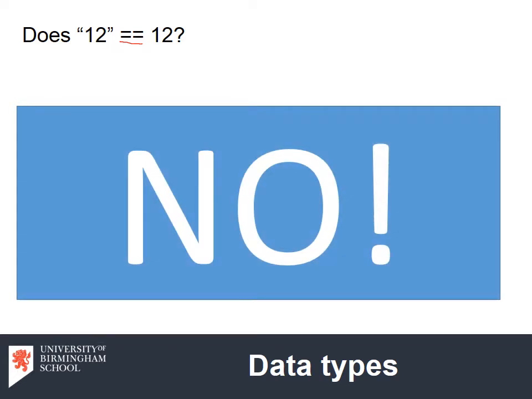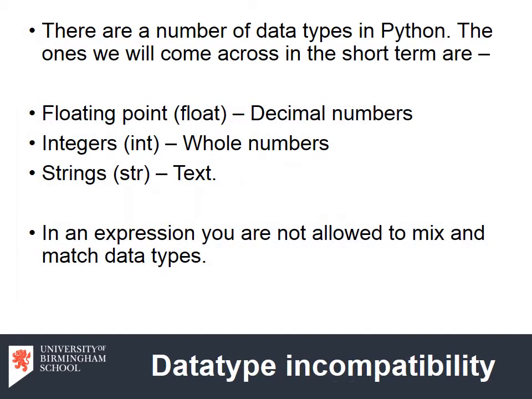I know it sounds a bit weird, but notice that there are quotation marks. This is a string literal, i.e. it's a string. This is an integer. You can't compare strings and integers together. It will basically say false every single time because they're the wrong data types. There are a number of different data types in Python, and we're going to be spending time looking at them over the course of these videos.